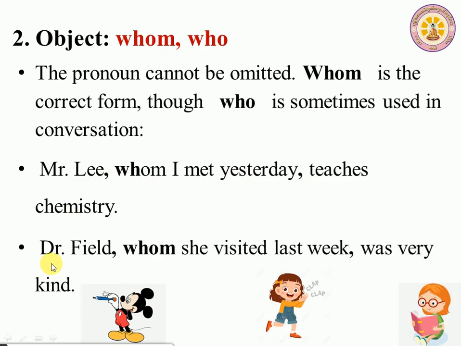One more: Dr. Phil, whom she visited last week, was very kind. So Dr. Phil is a specific name. Whom she visited last week is the non-defining relative clause, and whom is the object pronoun. So whom is the object pronoun that is grammatically used in this place. We can also use who, but it's in spoken English.